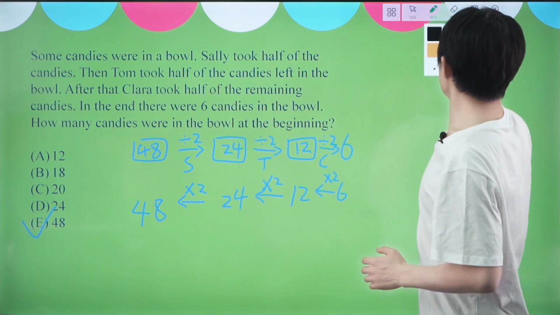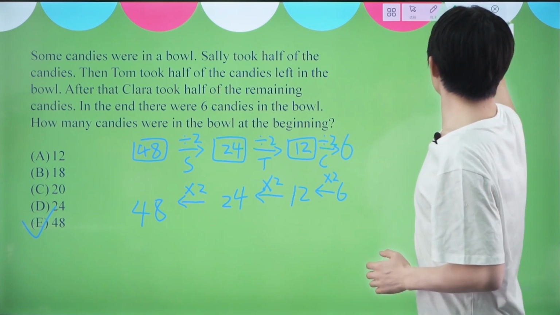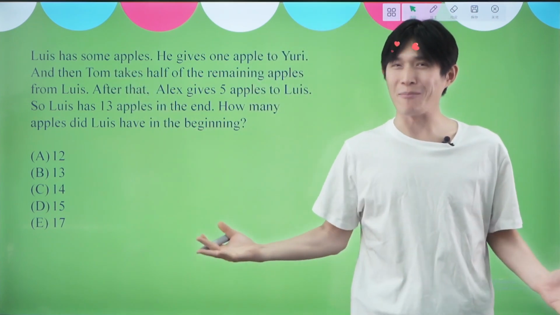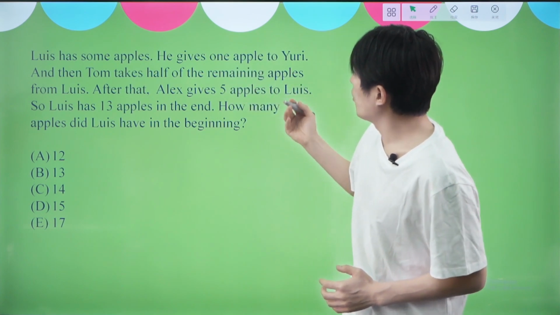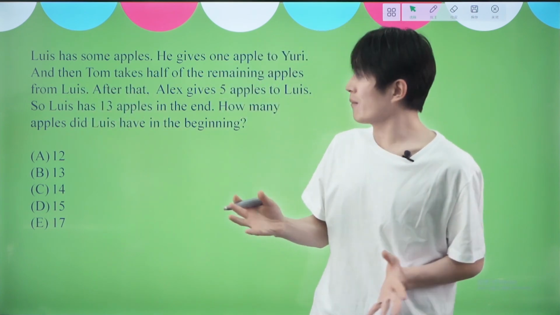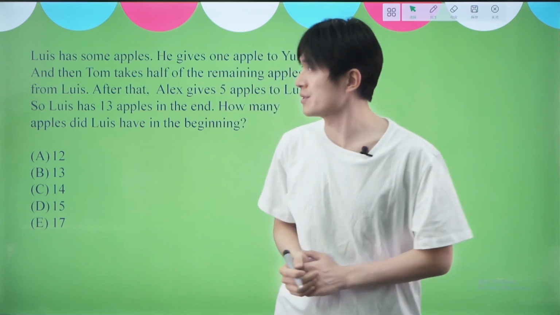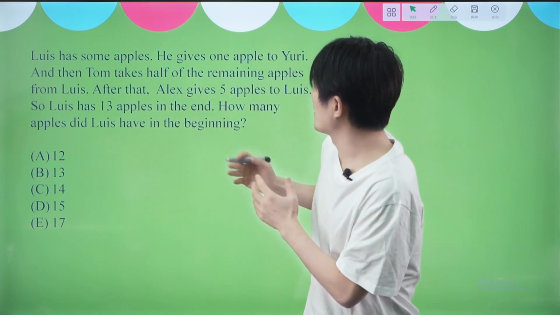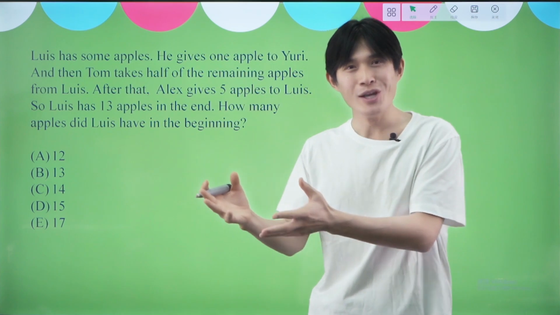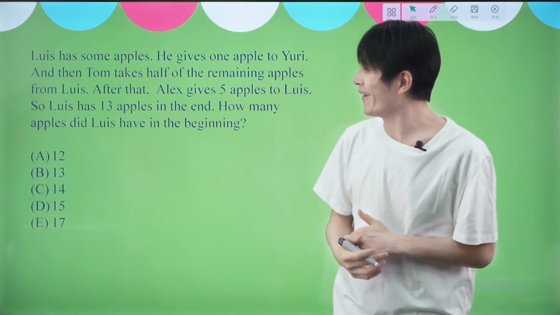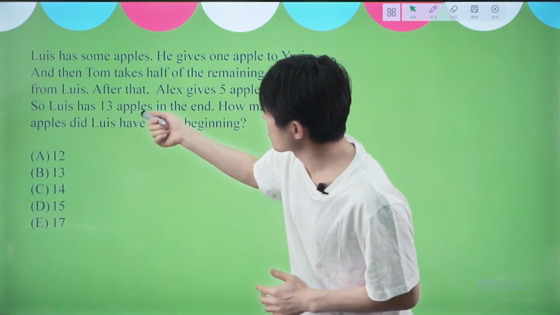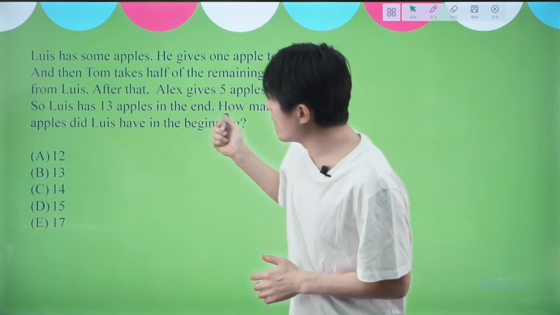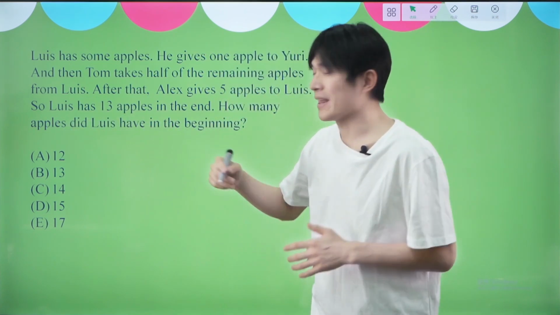Now let's use the same model to solve another problem. Here we go. Louis has some apples. I love apples. He gives 1 apple to Yuri, and then Tom takes half of the remaining apples from Louis. Half gone. After that, Alex gives 5 apples to Louis. Louis got 5 more. So Louis has 13 apples in the end. We need to find how many apples did Louis have in the beginning.